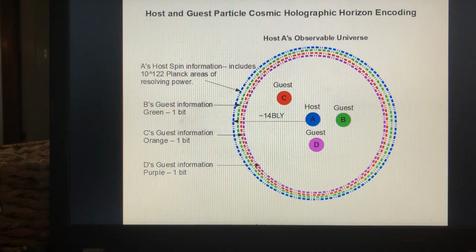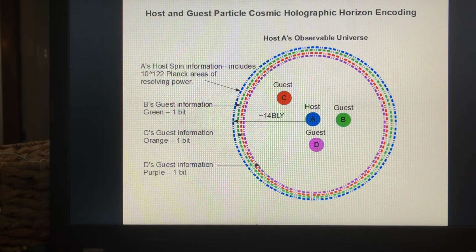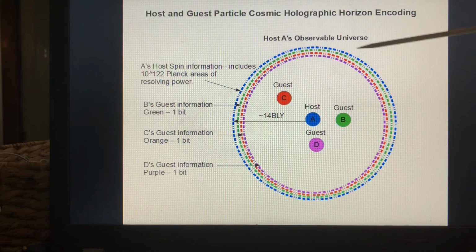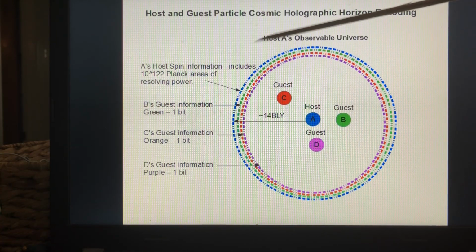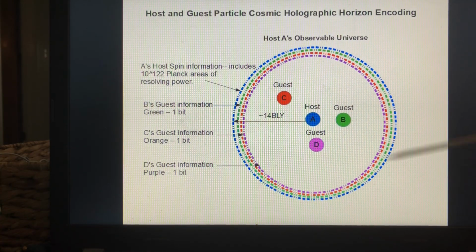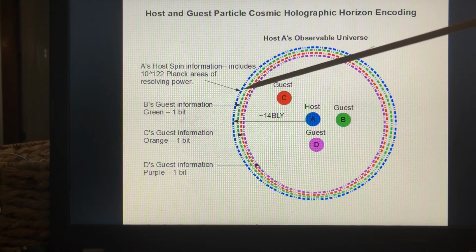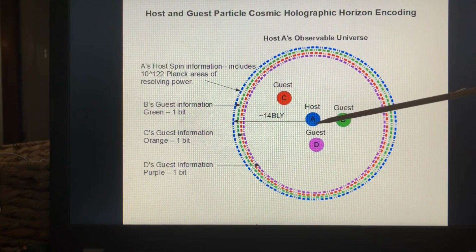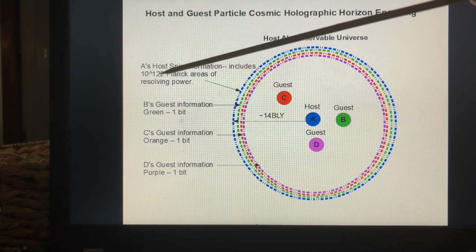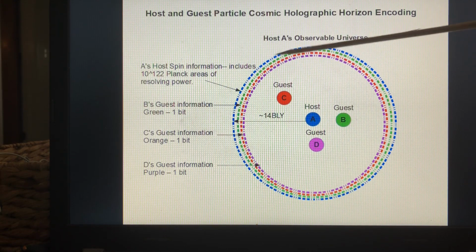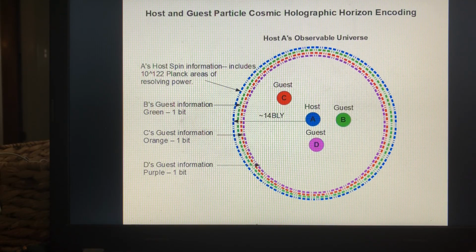So here we have a diagram showing how particle information is encoded. This is host A's observable universe. And this is going to be host A's spin right here that's projected on its cosmic horizon, projecting the particle into space. And it's at 10^122 Planck areas of resolving power here. So it can resolve any entanglements it comes across using that energy.